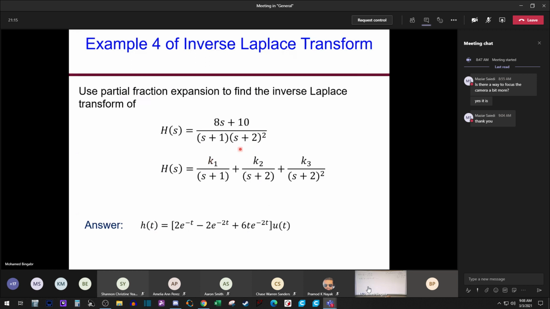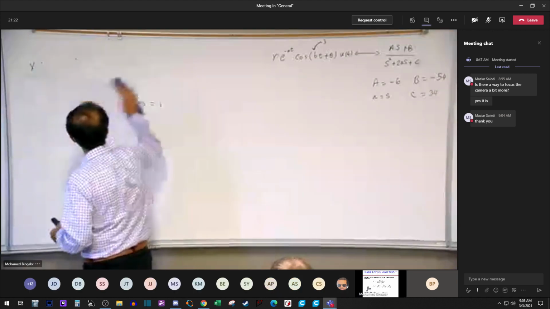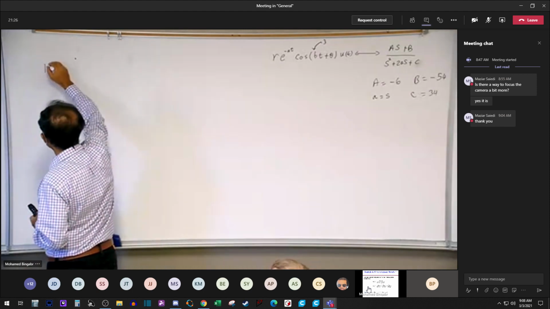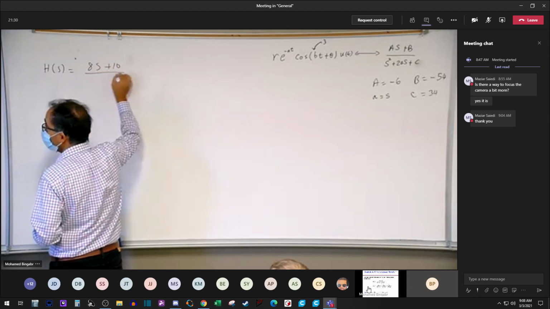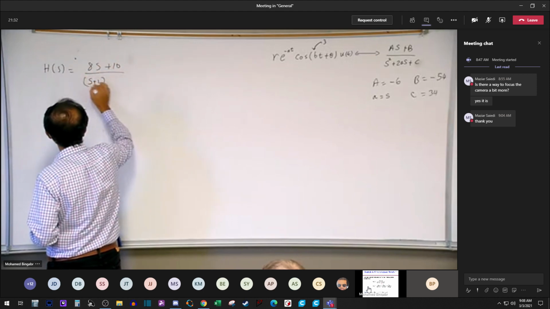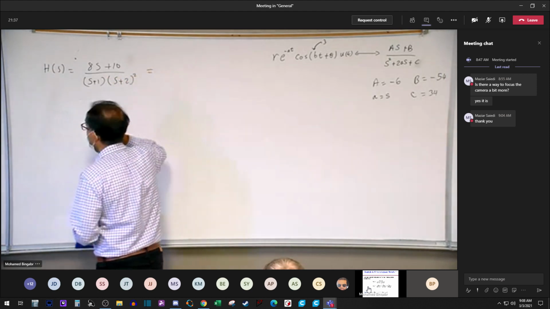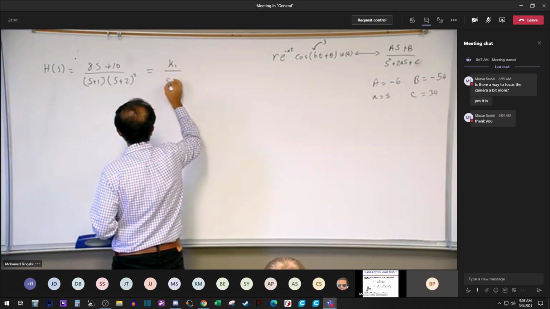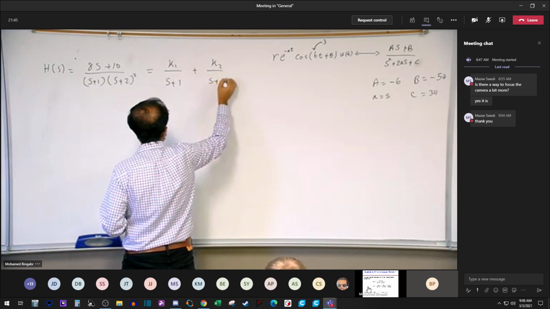Now, when you have this one, don't make this mistake. Say this looks like H of s equals (8s plus 10) over (s plus 1)(s plus 2) squared, and you think all of this I can break out as k1 over s plus 1 plus k2 over (s plus 2) squared.